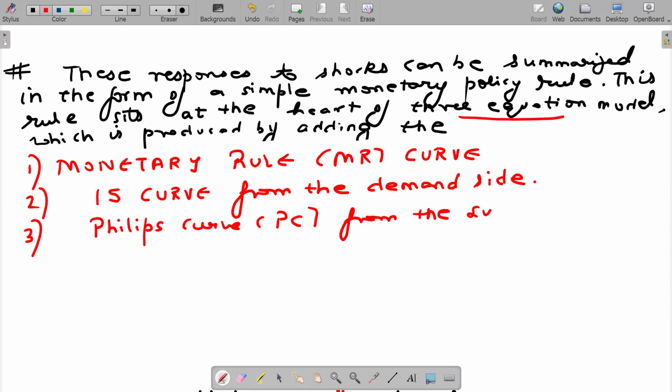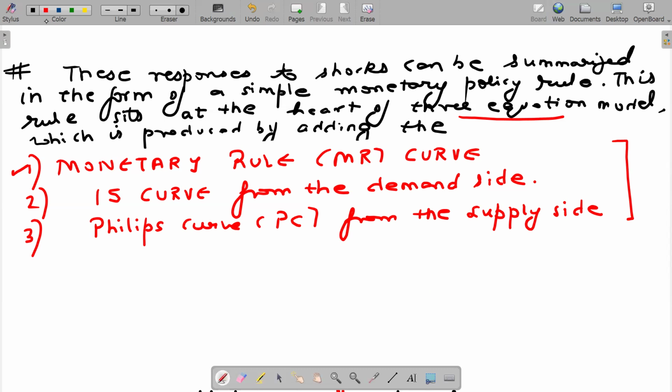Students who are attending this particular lecture, we have talked about the IS curve before in our modules on Keynesian economy and ISLM. We have talked about the Phillips curve also before in our lectures on inflation, unemployment, and expectations. So only the monetary rule is something new for all students. Otherwise, the IS and Phillips curves are something students must have already covered. So the model is going to contain these three equations: the monetary rule curve, the IS curve, and the Phillips curve.